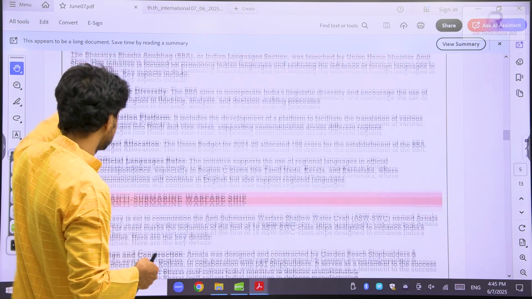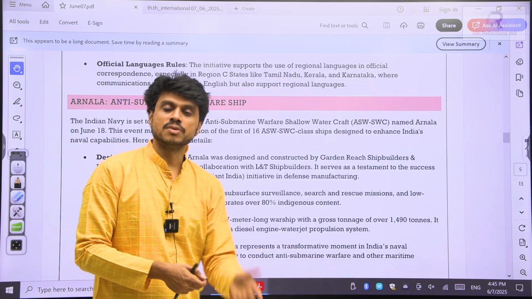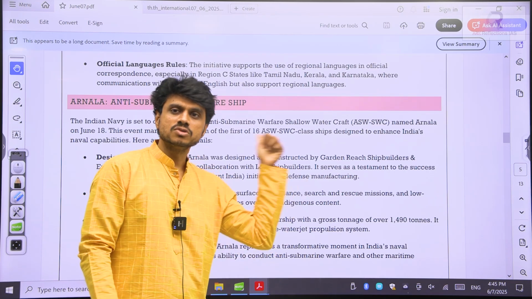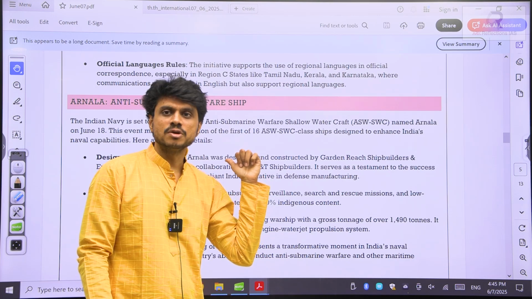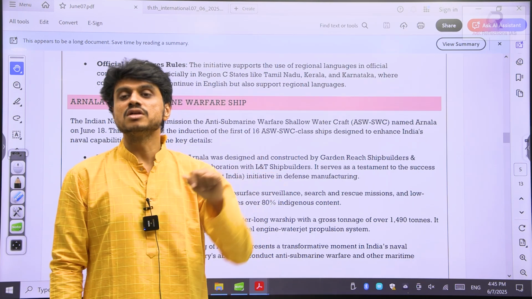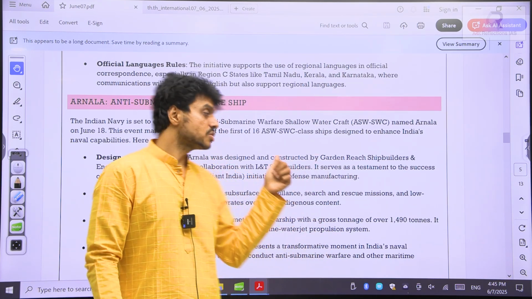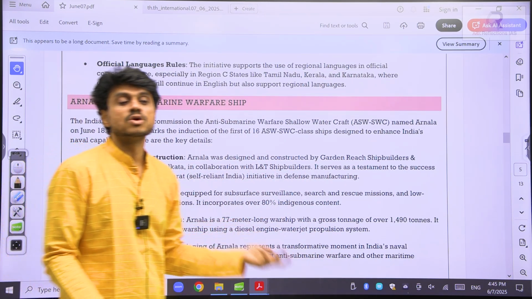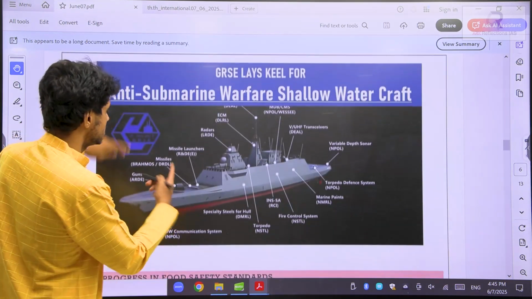Bharatiya Bhasha Anubhag. You also have the Arnala anti-submarine ship. Suppose Pakistan is bringing submarine warfare against you. Now this ship is used to attack those things. You have seen this kind of question in the UPSC prelims this year. They asked about surveillance ships and various different types of attack ships. So they may ask simply Arnala in the news, what is it? They may ask this simple direct information. That is the factual information that you need to see here.